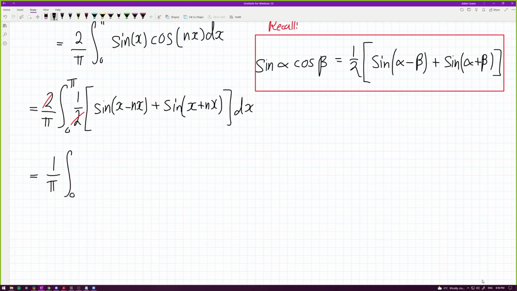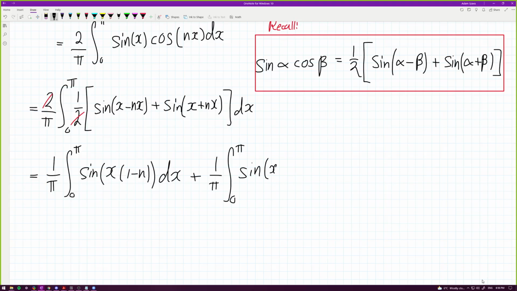And there's going to be integral 0 to pi of sine. Now I'm going to write this a little bit differently. x(1 minus n), like that, right? Just factor out the x from inside the bracket. And then just separate the integrals as well, right? So 1 over pi. Don't forget to move that 1 over pi to this integral as well. Integral 0 to pi of sine x(1 plus n) dx. So I used a couple rules in there, but hopefully that makes sense why we did that.